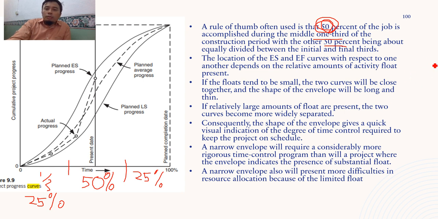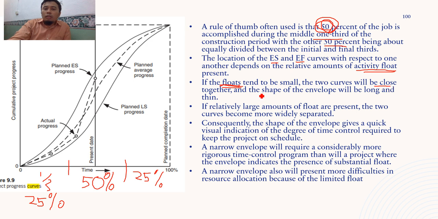So the location of the earliest start and earliest finish curves with respect to one another depends on the relative amounts of activity load present. So your EF and ES curves depend on your float. If the float tends to be small, if there are many small slack times, the two curves will be close together.